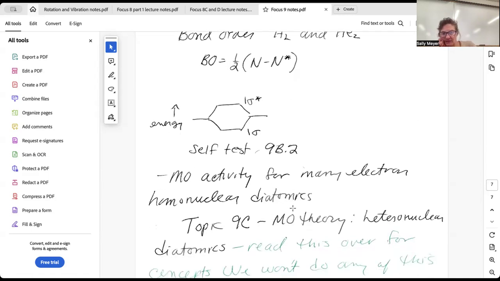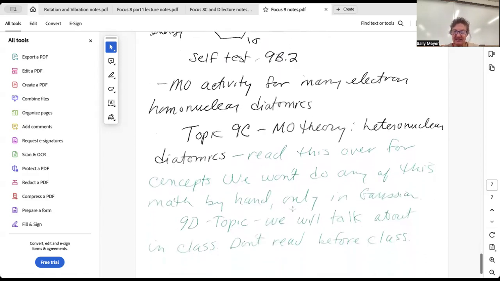So we're going to do a molecular orbital activity in class for homonuclear diatomics. And then for section 9C, where you go to heteronuclear, and now you just have to think about the contribution. The Ca and the Cb aren't the same because you're going to have an asymmetric molecule. So read this part over for the concepts. We won't do any of this math by hand. We'll only do it on the computer using some software called Gaussian.